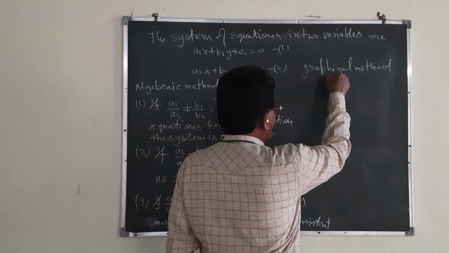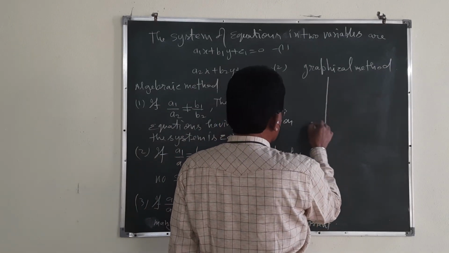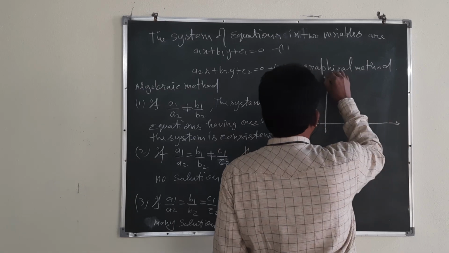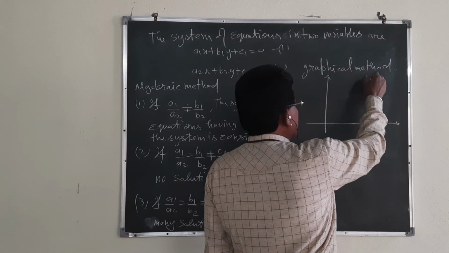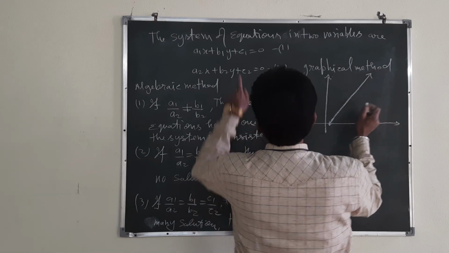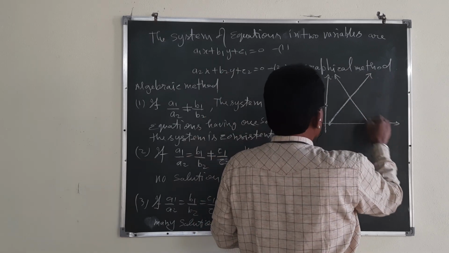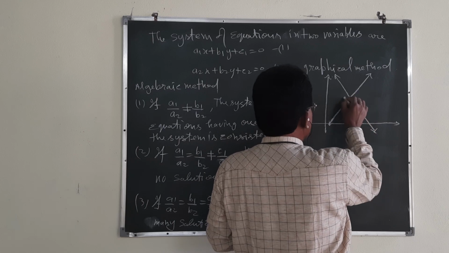Graph, all of you know how to draw the graph. I will draw a very small graph over here. That is why you try to understand. Very small graph. If I am taking the graph of the first line and the graph of the second line, both will intersect each other at one point.